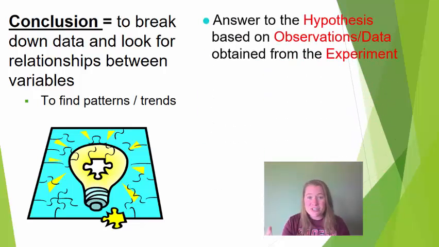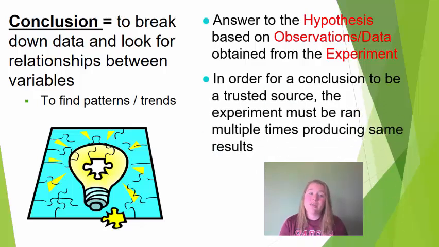So your conclusion is answering your hypothesis using those observations or the numbers or the data that you collected from your experiment. Now, in order for a conclusion to really be trusted and to make sure that what you did is not pseudoscience, your experiment needs to be run more than once. A really good experiment, you should be able to send your procedure to another lab, and they should be able to use your instructions to run the experiment, and they should be able to obtain the exact same results. If they can do that, then you know that your results mean something, that they're true, and you made good observations and you did good science.